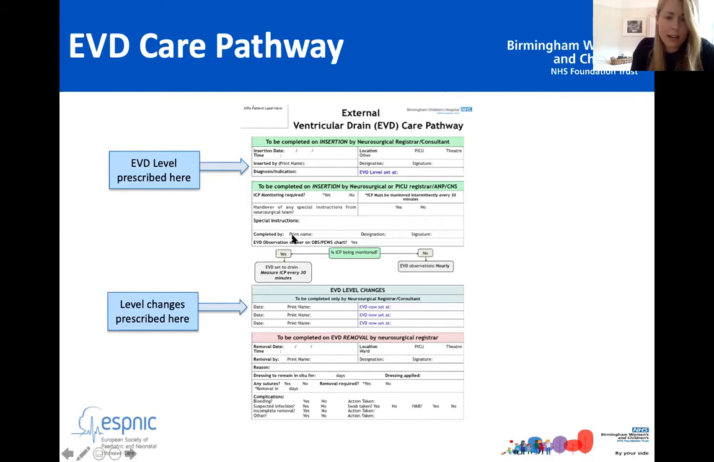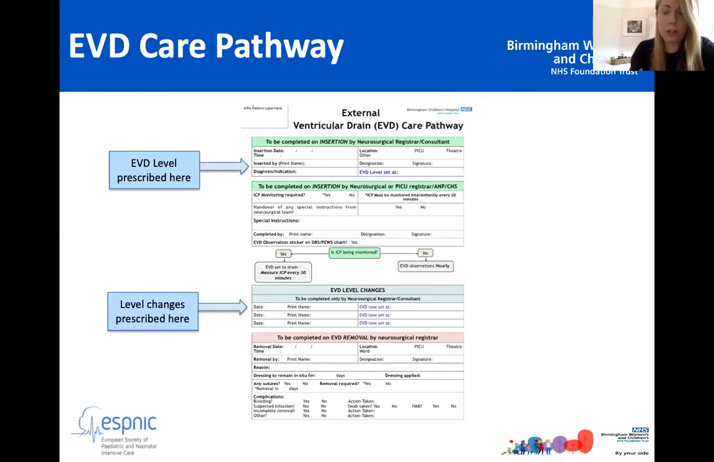This is obviously if you want ICP monitoring on the system, which we can do. I'm not going to go through that today, but I will show you where that's done. The important thing to remember is that monitoring ICP through an EVD is not the gold standard. The gold standard would obviously be an intracranial bolt.